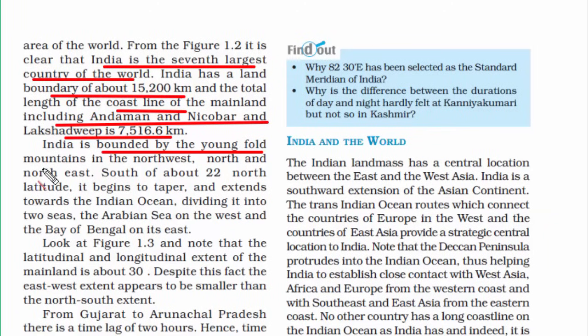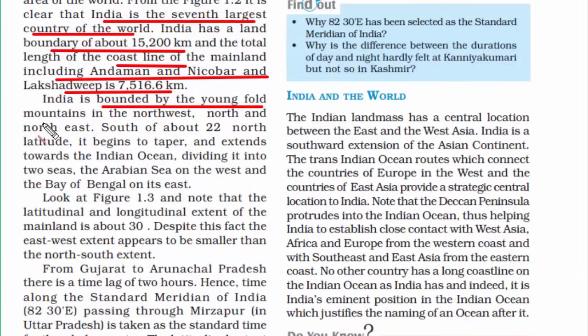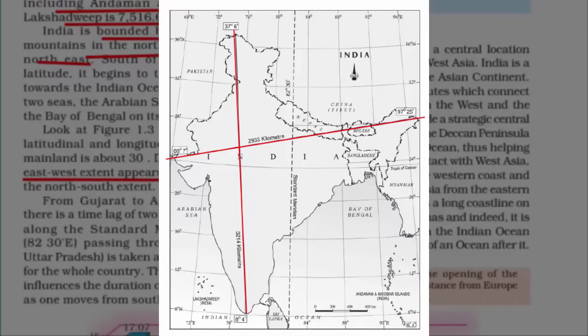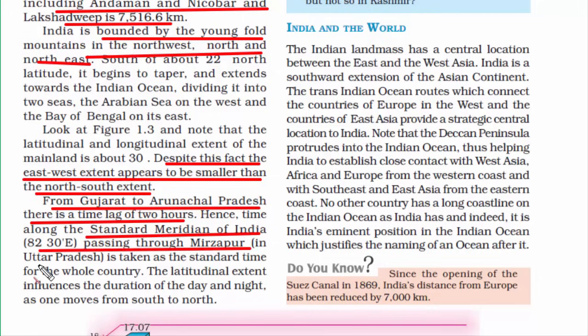I'll just show you the extension of the Himalayas. It starts from the north and goes all the way to the northeast, to the eastern side near Arunachal Pradesh. Always remember, the east to west extent appears to be smaller than the north to south extent. The difference is just about 300 kilometers, not more than that. From Gujarat to Arunachal Pradesh, there is a time lag of 2 hours. Since we cannot afford to have two different timings, we adopted the Standard Meridian of India, which is also called IST, Indian Standard Time. This is measured with the help of a longitude which passes through Mirzapur in Uttar Pradesh.